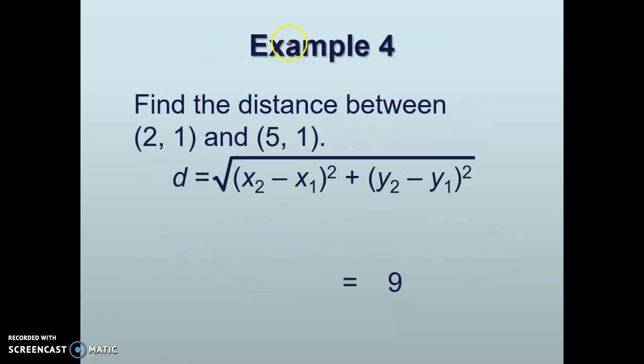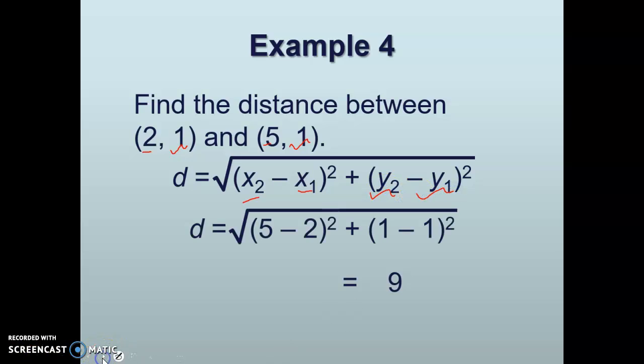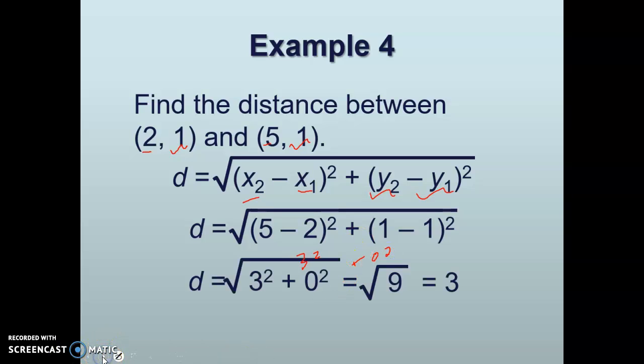So let's find the distance between these points. Now we could pull out a graph, we could graph these points and make a triangle, or we can just plug it into this formula. So our 2 x values are 2 and 5, so we're going to plug those in here. And our 2 y values are 1 and 1, so we will plug those in here. So we get 5 minus 2 squared and 1 minus 1 squared. Well, 5 minus 2 is just 3 squared, and 1 minus 1 is 0 squared. And 3 squared plus 0 squared is just 9.